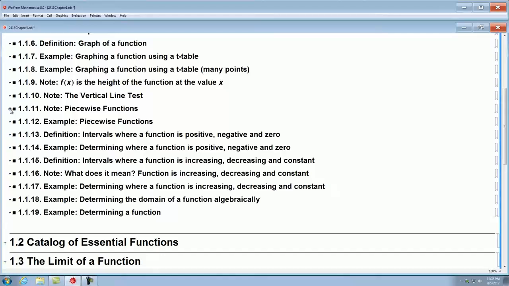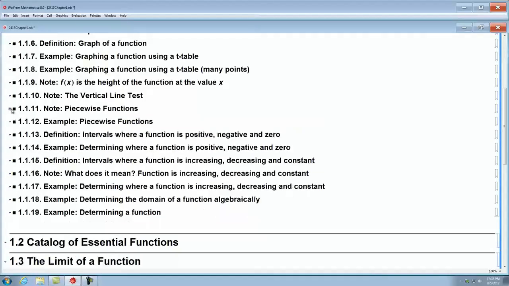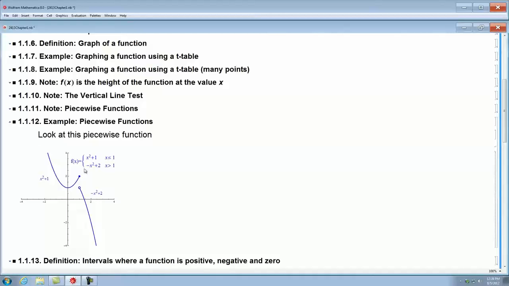All right, next thing, piecewise functions. A piecewise function is a function that is defined to be different functions on different ranges of the domain. Okay, what does that mean? Well, here's an example. Here I have a function, f of x. It's equal to x squared plus 1 if x is less than or equal to 1, and it's negative x squared plus 2 if x is bigger than 1.